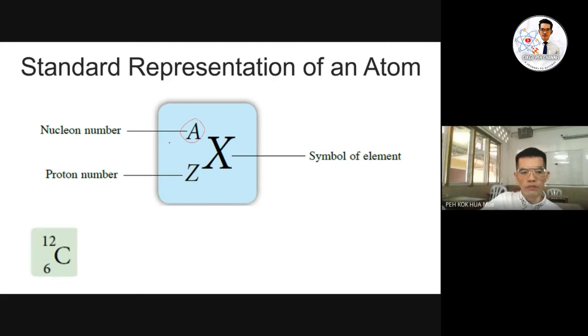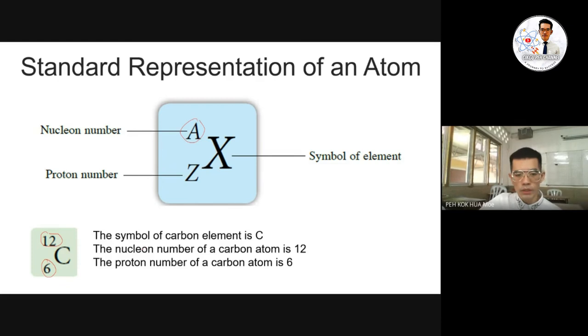Here we have the example, carbon. The carbon symbol is C, and 12 represents the nucleon number, and the proton number for carbon will be 6. So the symbol of the carbon element is C, the nucleon number is 12, and the proton number is 6.